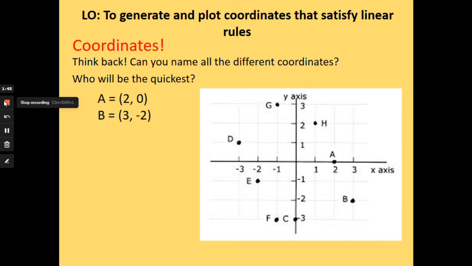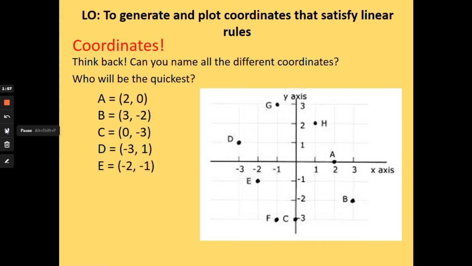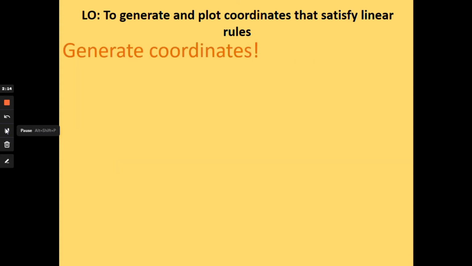So B is 3, minus 2, C is 0, minus 3, D is minus 3, 1, E is minus 2, minus 1, F is minus 1, minus 3, G is minus 1 across and 3 up, H is 1 across and 2 up. So well done if you got all those, so just mark them yourselves, well done. And now we're going to move on to something called plotting linear equations.